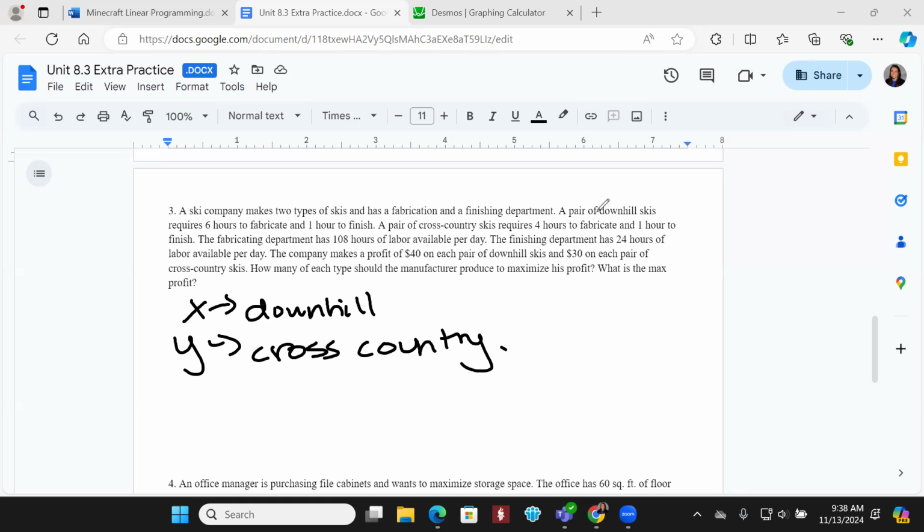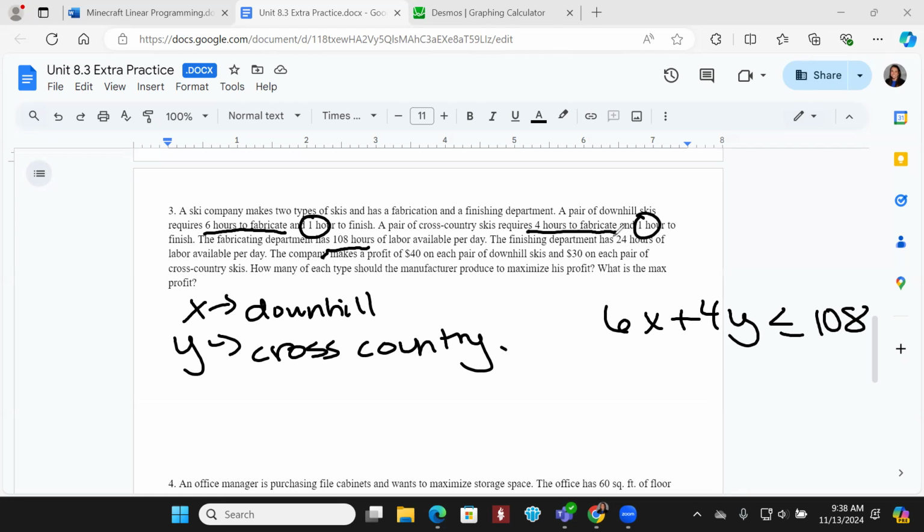Okay, so we've got 6 hours to fabricate, 4 hours to fabricate, 108 hours to fabricate. So this is going to be 6x plus 4y is less than or equal to 108. And then we've got 1 hour to finish, 1 hour to finish, 24 hours. 1x plus 1y is less than or equal to 24. Questions so far?